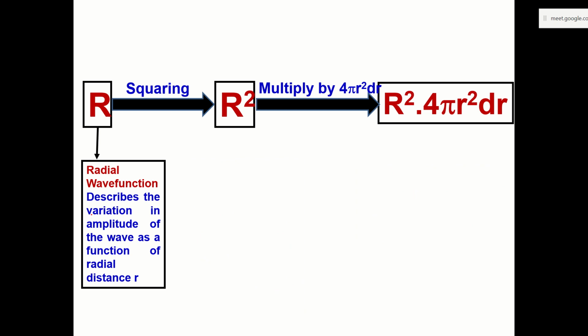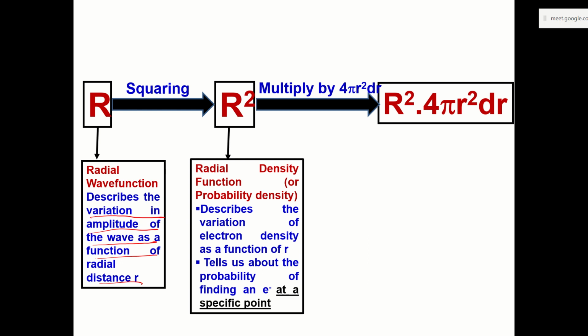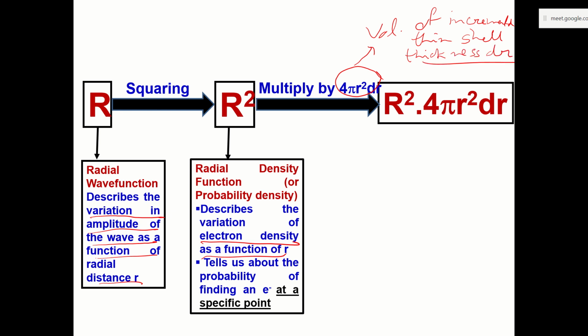Radial wave function: variation in amplitude of the wave as a function of radial distance r. उसी को स्क्वायर किया to describe the variation of electron density as a function of r. तो ये बेसिकली इलेक्ट्रॉन डेंसिटी दे रहा है। और ये 4 पाई आर स्क्वायर डी आर क्या है? वॉल्यूम ऑफ इंक्रीमेंटल थिन शेल, with thickness dr, at a distance r with thickness dr, उसका जो है सो मल्टीप्लाई किया। जब दोनों को मल्टीप्लाई किया, सो यू आर मल्टीप्लाइंग इलेक्ट्रॉन डेंसिटी into volume. You are doing this thing.